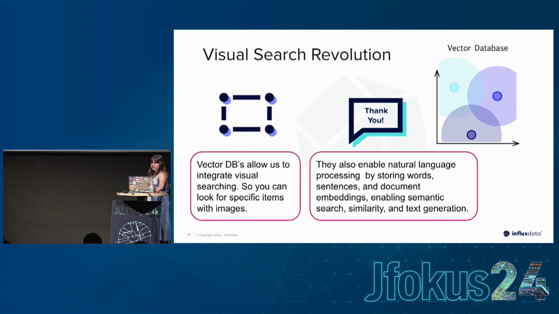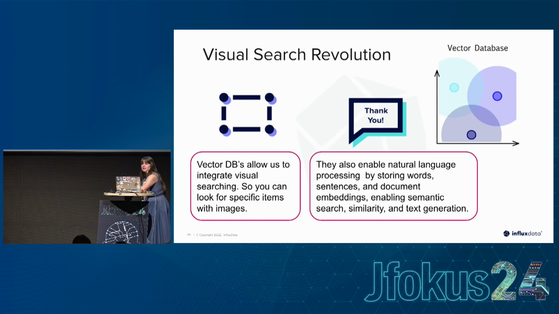Now the vector DBs. So you've got, like I said, visual search revolution, but also just revolution in general. Vector DBs allow us to integrate visual searching so you can look for specific items with images like Google search, but they also enable, more popularly, natural language processing by storing words, sentences, and document embeddings, enabling semantic search, similarity, and text generation, which is a ton of wording to say they enable ChatGPT.